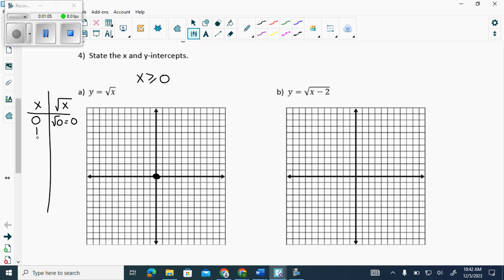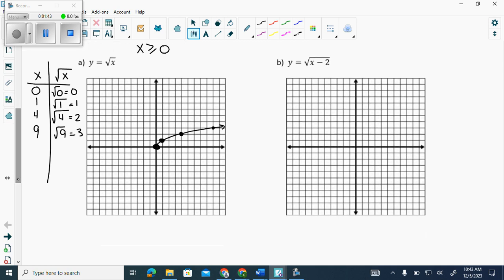Our next one, I always do is 1, 1. It's a nice solid one. And then you can put a whole bunch of decimals. You could go square root 2, square root 3, and do the decimals. I just am lazy, so I do square root 4, which is 2. So I get 4, 2. And then I do 9. Square root of 9 is 3. I draw my parent function. This is a radical graph that has not been moved, right? It's just your basic radical graph with no transformations.